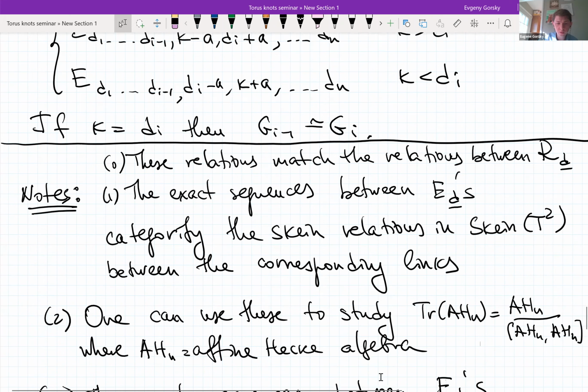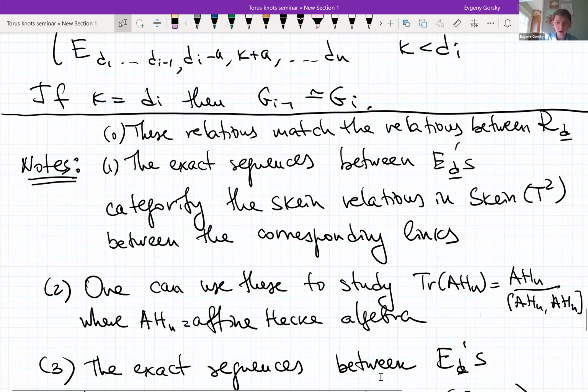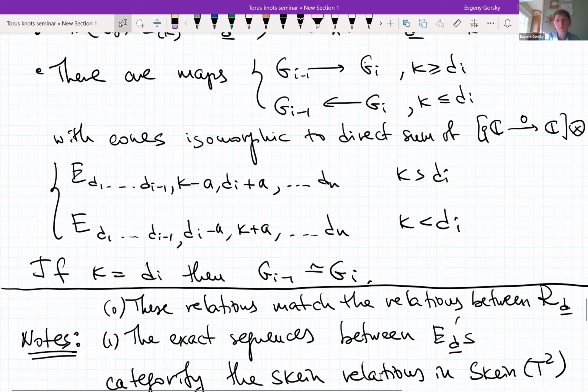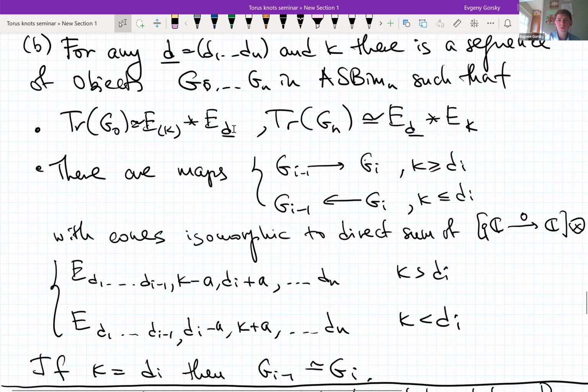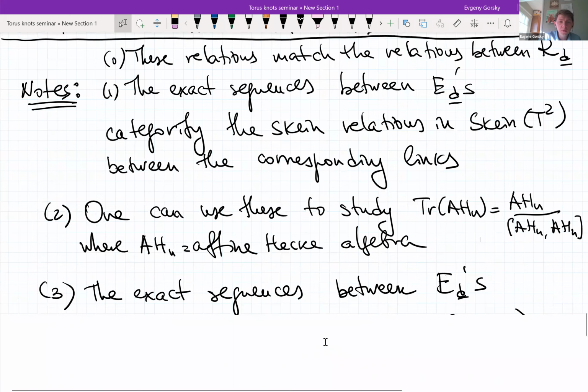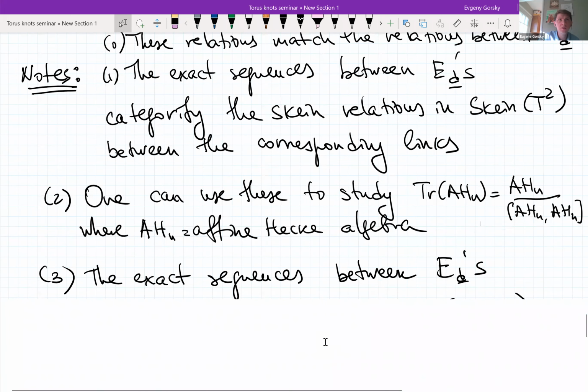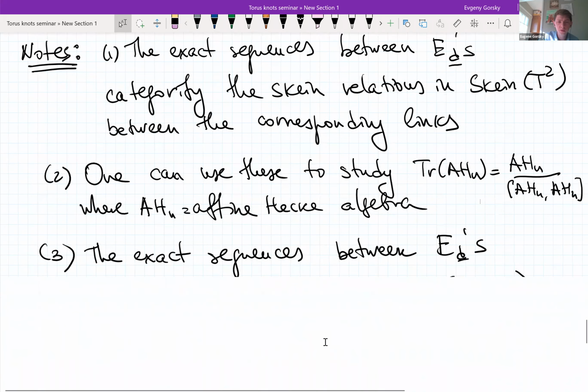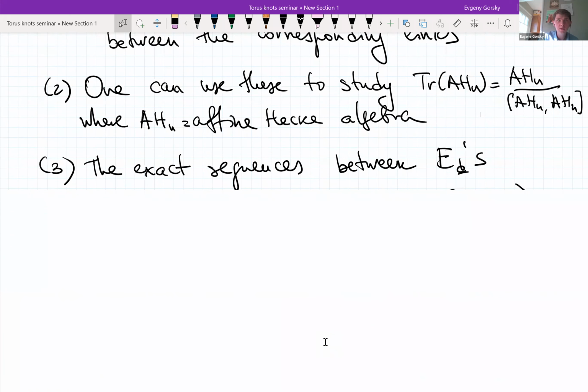But I'll skip this. And then finally, the last thing which I want to say, so there are kind of weird, complicated sequences of objects and weird, complicated exact sequences between them. Like, why do we care that much? So one motivation, and kind of the main motivation for us, was the previous paper of Andrei, when he studied exactly the same exact sequences.